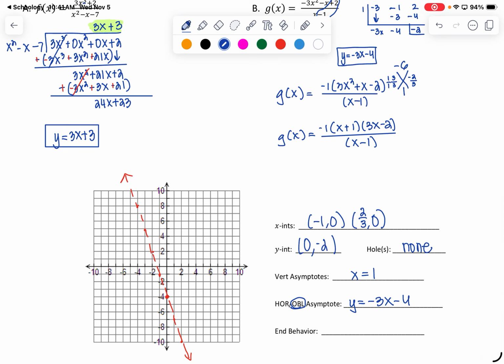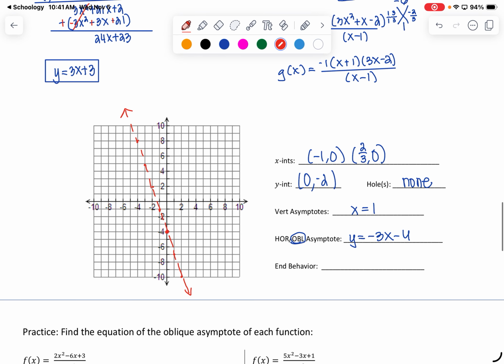And then end behavior, there is no horizontal asymptote, so it's not going to follow a horizontal asymptote. It's following my slant asymptote, and it's slanted, so it's either going to go towards positive infinity or negative infinity, and I have to graph to figure out which one it is. All right, so let's graph, okay? I'm going to graph my vertical asymptote at x equals 1.